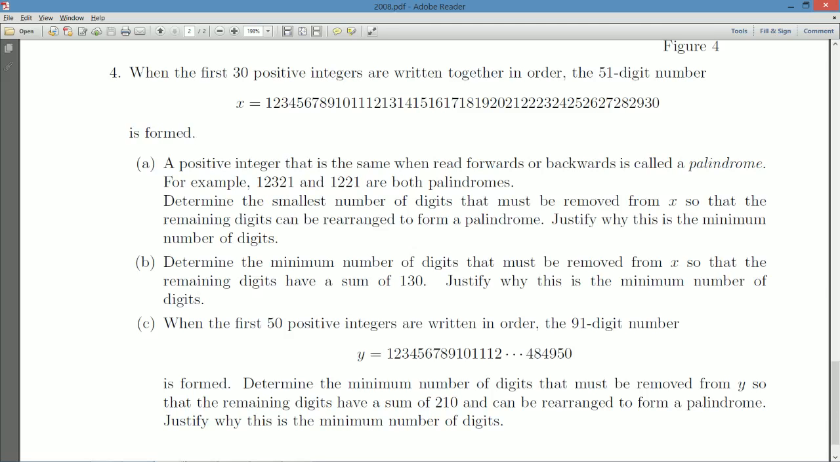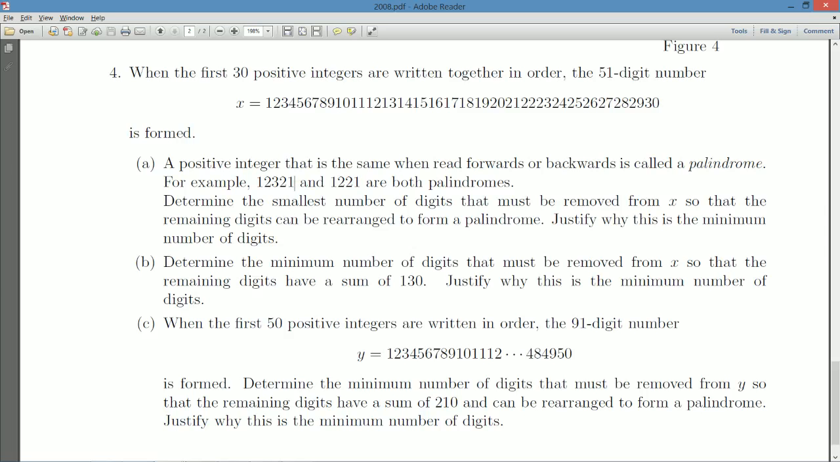Okay, A part. A positive integer that is the same when read forwards or backwards is called a palindrome. For example, 1, 2, 3, 2, 1 and 1, 2, 2, 1 are both palindromes, because no matter whether I read the digits left to right or right to left, I'm saying the same numbers in the same order. So left to right here is 1, 2, 3, 2, 1, and then if we go back right to left, we get 1, 2, 3, 2, 1. That's what makes it a palindrome.